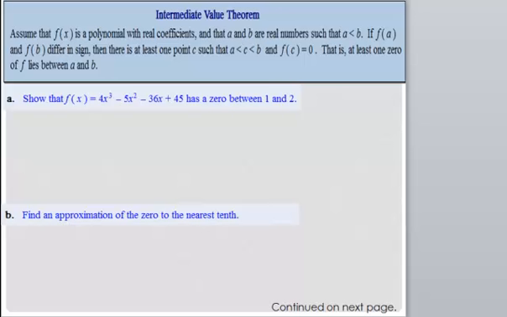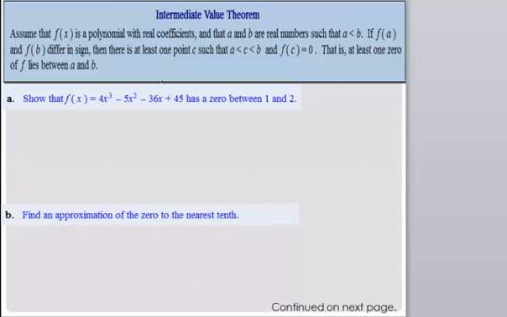Assume that f of x is a polynomial with real coefficients and that a and b are real numbers such that a is less than b. If f of a and f of b differ in sign, then there is at least one point c such that c is between a and b and f of c equals 0. That is, at least one 0 of f lies between a and b.